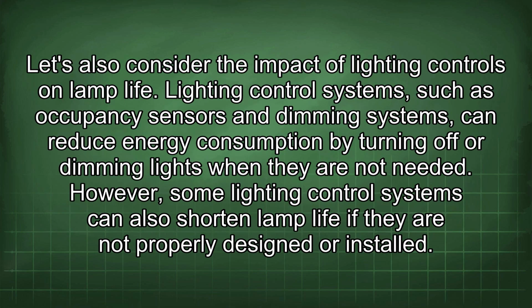Let's also consider the impact of lighting controls on lamp life. Lighting control systems, such as occupancy sensors and dimming systems, can reduce energy consumption by turning off or dimming lights when they are not needed. However, some lighting control systems can also shorten lamp life if they are not properly designed or installed.